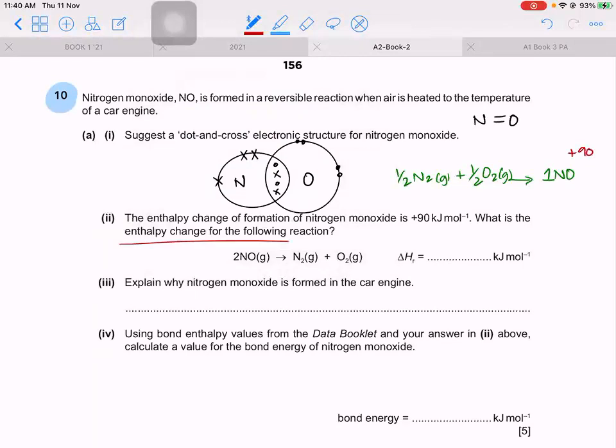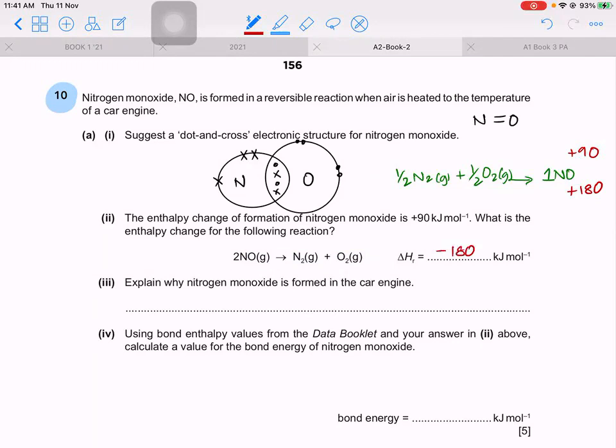They're saying what is the enthalpy change of the following reaction? Now in this, you see you have 2 moles of NO. So if I make 2 moles of NO, what will be the enthalpy change? If 1 mole is plus 90, 2 moles would be plus 180. Now they are asking you the enthalpy change of this reaction, which is the reverse reaction. So that would be what? Minus 180 kilojoules per mole.